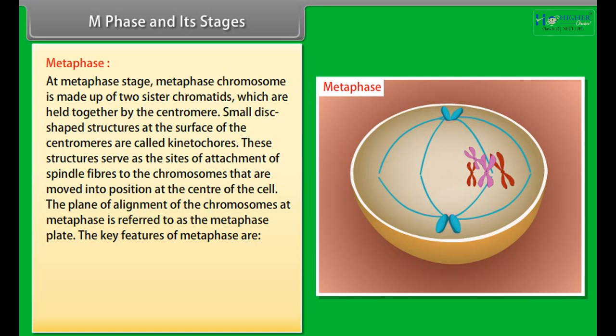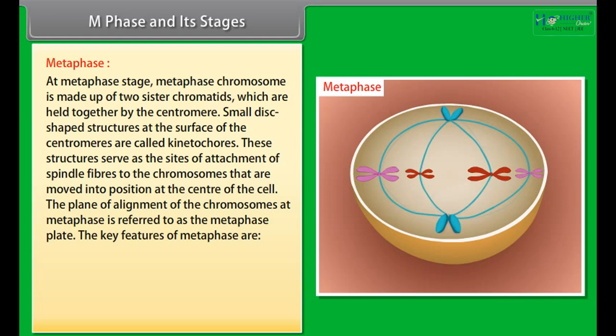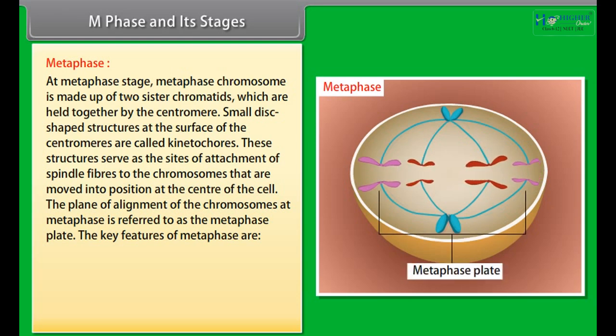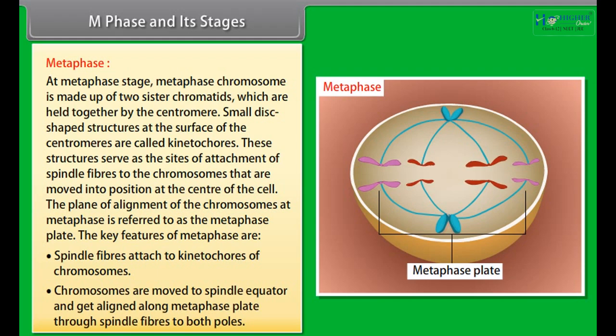These structures serve as the sites of attachment of spindle fibers to the chromosomes that are moved into position at the center of the cell. The plane of alignment of the chromosomes at metaphase is referred to as the metaphase plate. The key features of metaphase are spindle fibers attached to kinetochores of chromosomes. Chromosomes are moved to the spindle equator and get aligned along the metaphase plate through spindle fibers to both poles.